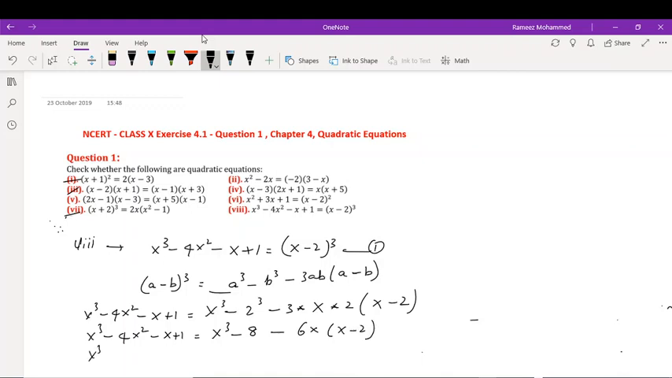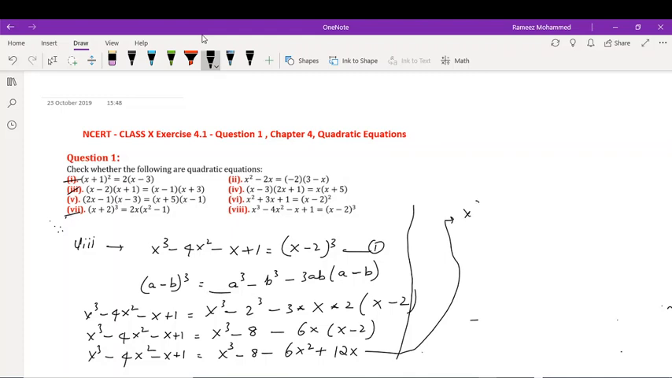Therefore x cube minus 4x square minus x plus 1 is equal to x cube minus 8 minus 6x into x minus 2. Multiplying, what you'll get? You'll get 6x square plus 12x. So got it? Great. So let me rewrite this statement. If you just see here, x cube is there and here x cube is there, so both will get cancelled.